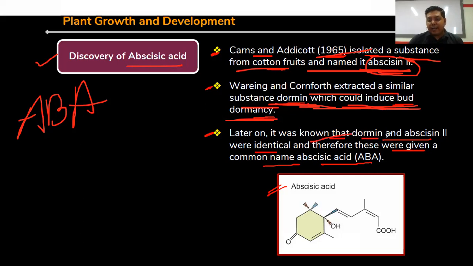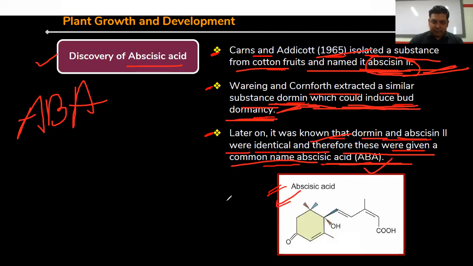Later on, it was found that dormin and abscisin II were identical, and therefore they were given a common name, abscisic acid. So finally, the abscisin II that was obtained from cotton fruits and the dormin that was involved in bud dormancy, these two were named abscisic acid, or ABA. Clear? And this is the chemical formula of ABA.